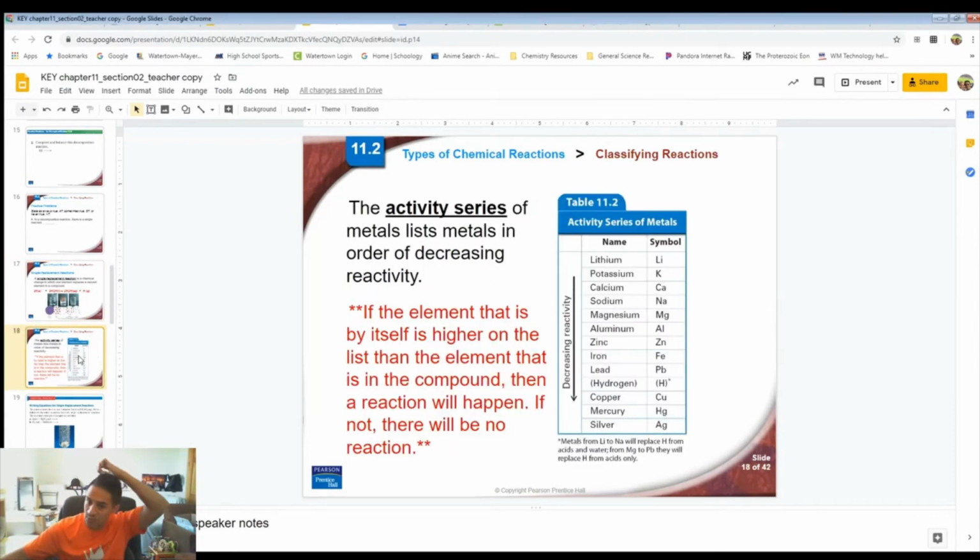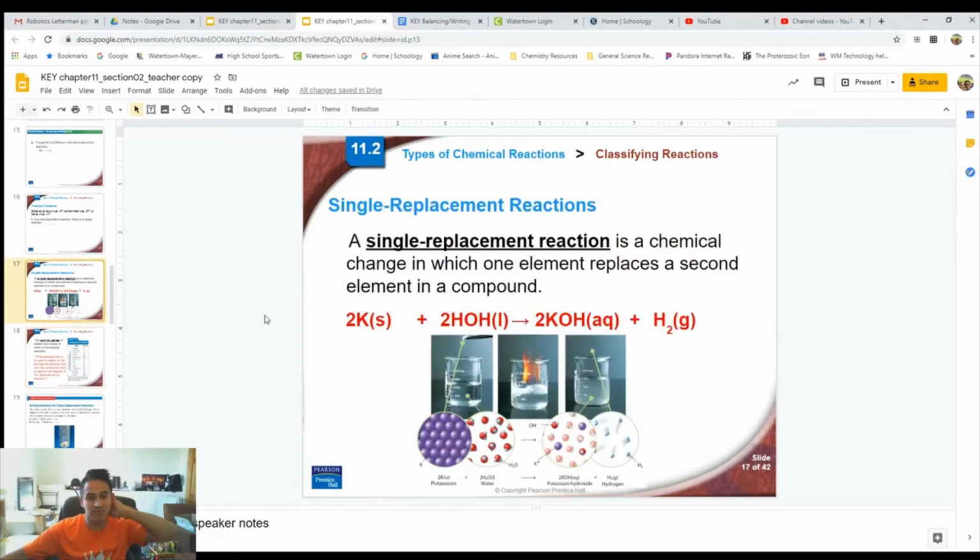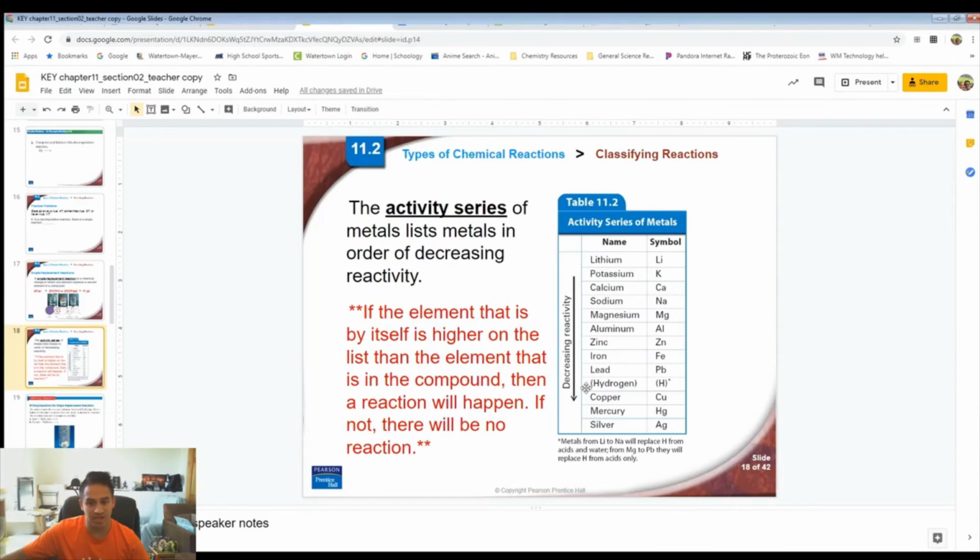Okay? If it were the other way around, so let's say, for example, we had KOH here and H2, so we had hydrogen by itself with KOH. Nothing would have happened then, because in this case, hydrogen, which was the element by itself, is not higher on the list than potassium. Therefore, no reaction happens, okay?